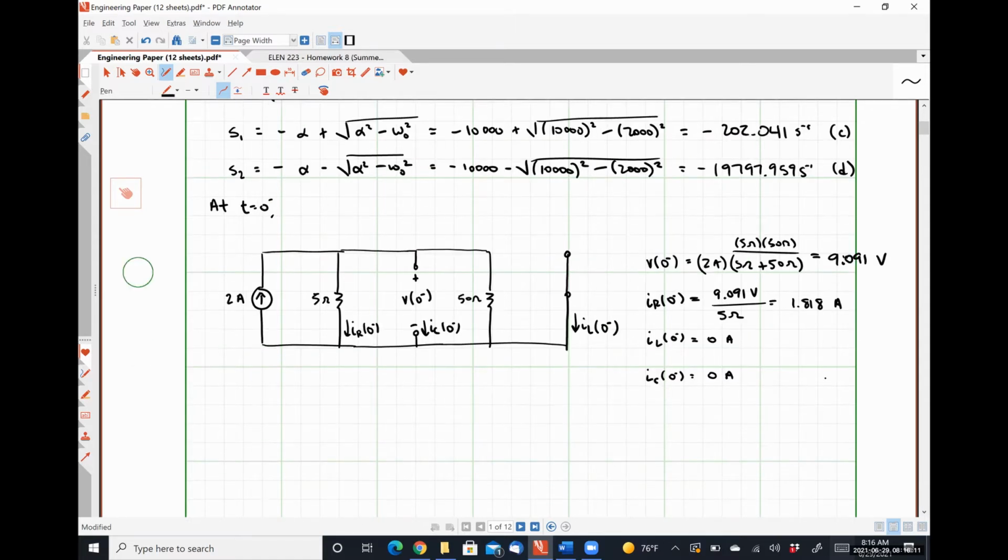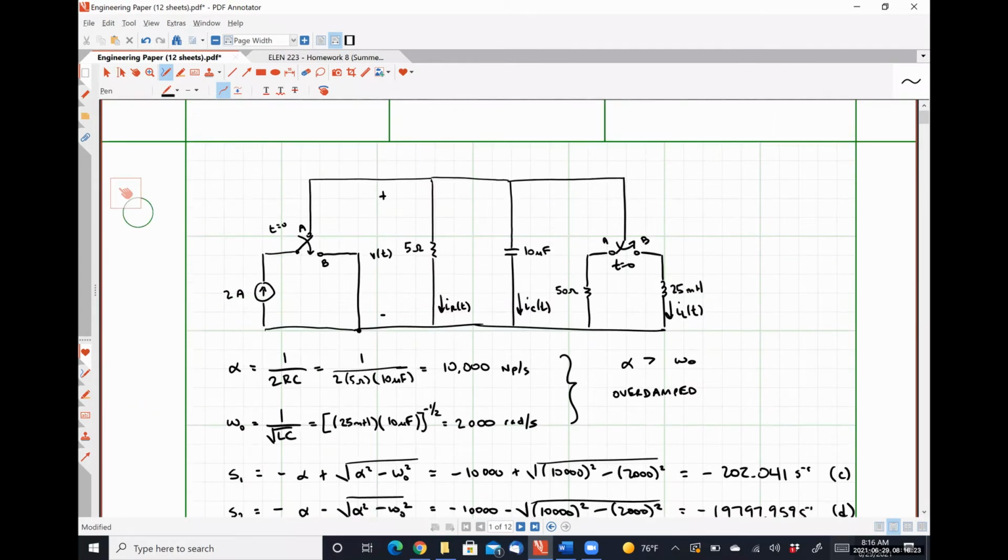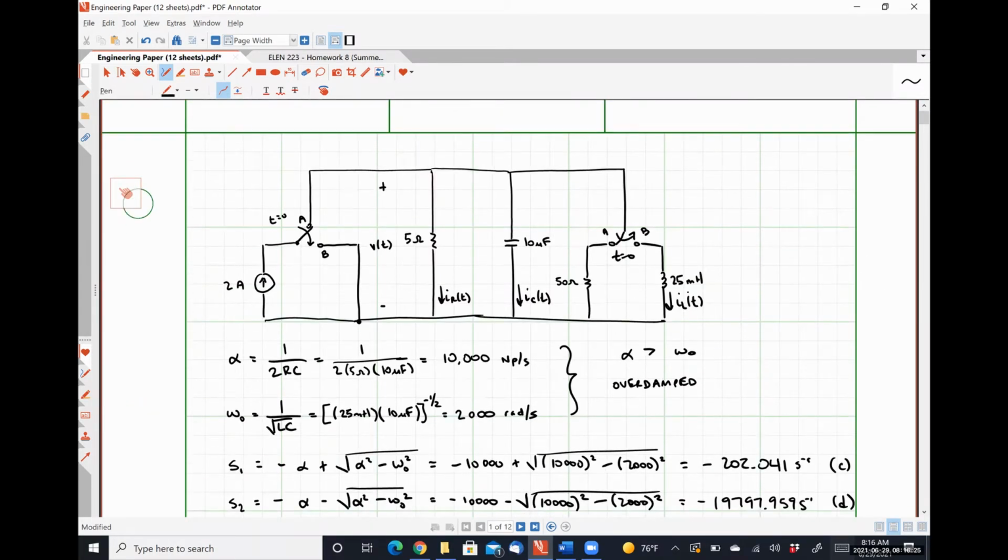Now let's look at this guy at t equals 0 plus. Let me scroll up here and look at our original circuit. The 2 amp source has been removed from the network completely because the way that switch operates, the 2 amp source is now connected to that short circuit. And so we're just going to have a circulating current there that's disconnected from the RLC network. The 5 ohm resistor is going to be in parallel with the 10 microfarad capacitor. The 50 ohm resistor is effectively removed from that network, and the 25 millihenry inductor is switched in.